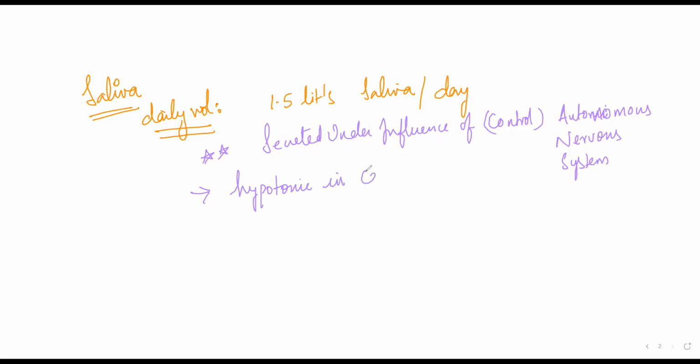Hypotonic in concentration, your saliva. What is hypotonic? Hypotonic is nothing but the concentration, that is the amount of solutes here, is less and it has more composition of water. So we call it hypotonic. And what will be the components of the saliva? And why are we studying it under the digestive system? Does it help in any digestion process? That is also another important question that we need to raise.